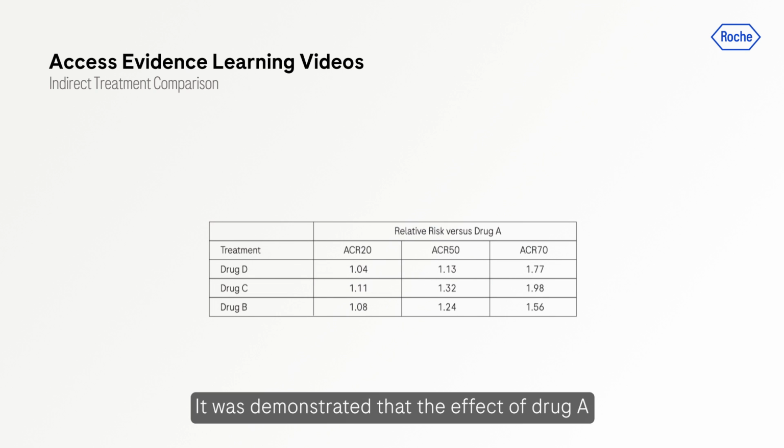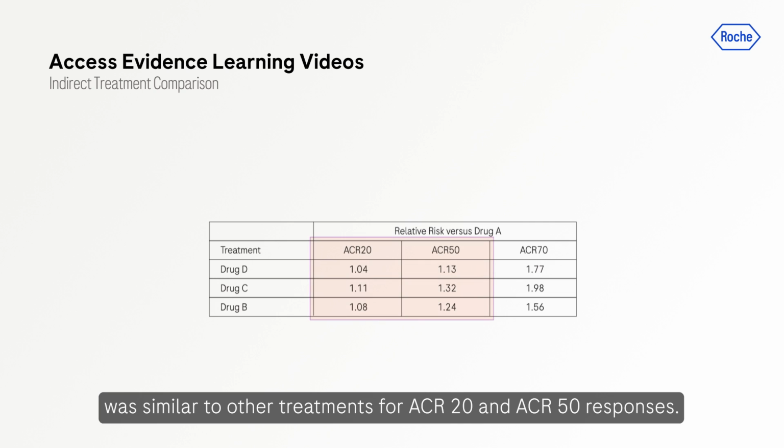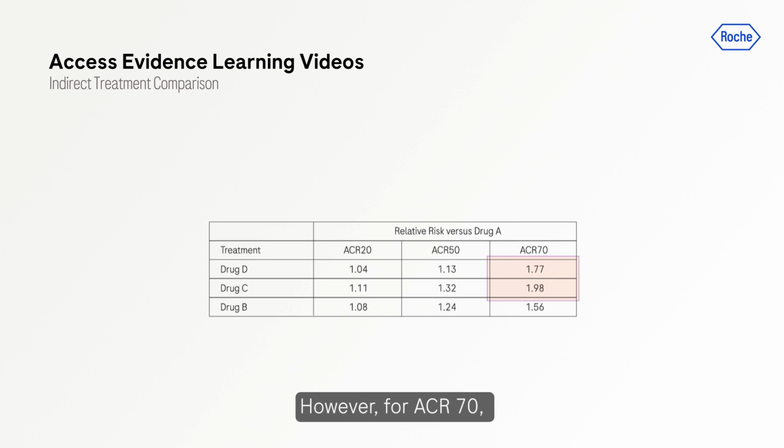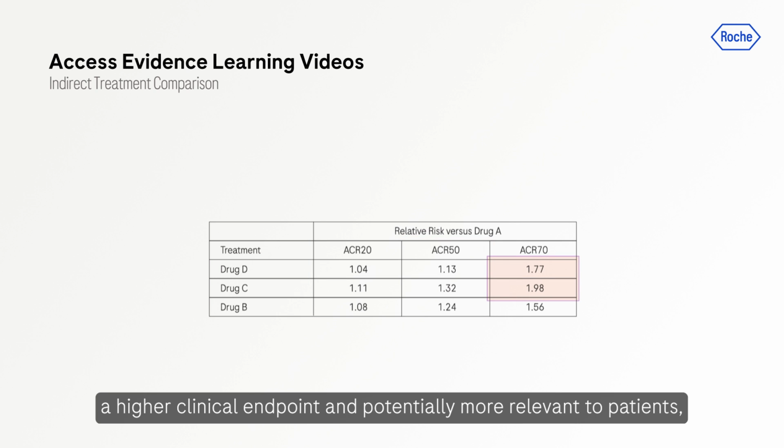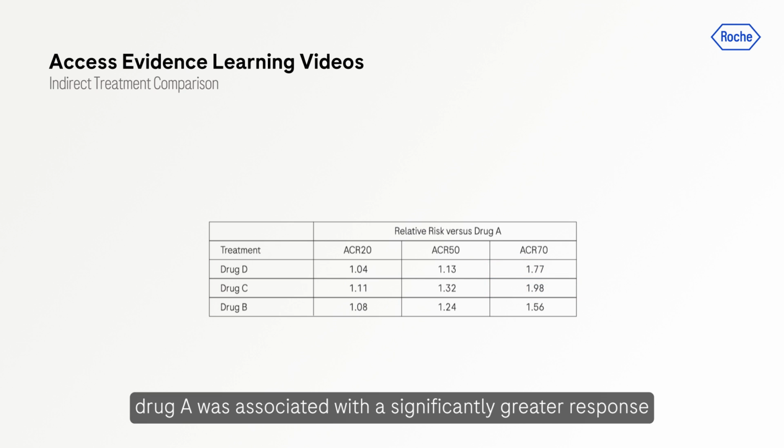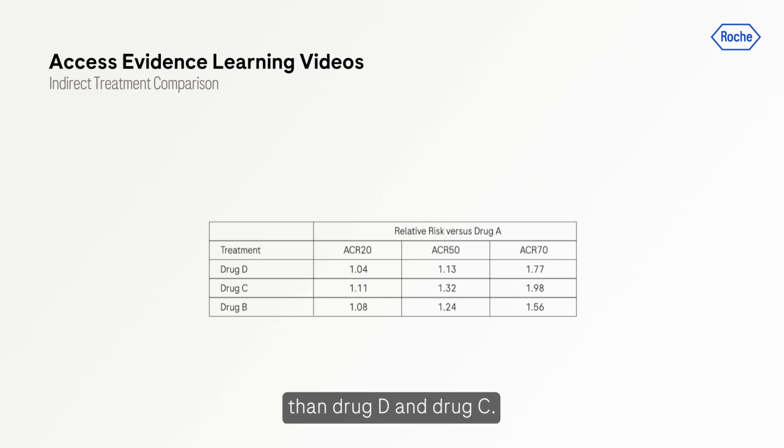It was demonstrated that the effect of drug A was similar to other treatments for ACR 20 and ACR 50 responses. However, for ACR 70, a higher clinical endpoint, and potentially more relevant to patients, drug A was associated with a significantly greater response than drug D and drug C.